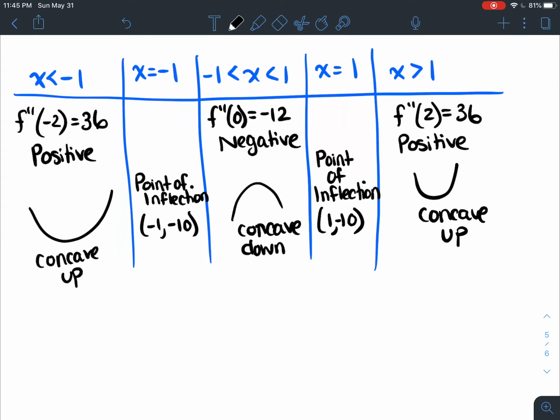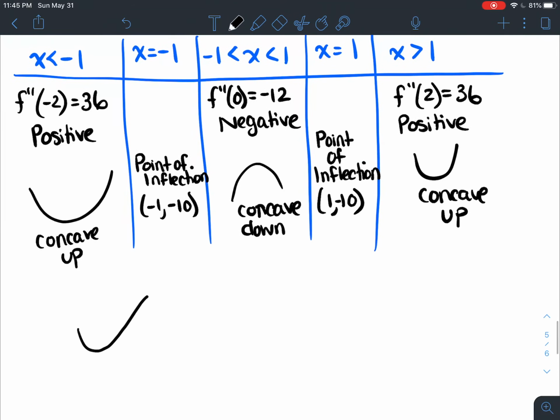Okay, so you can tell the concavity of the graph changes at negative 1, negative 10, and 1, negative 10. So these are the points of inflection. Because remember, points of inflection occur when the graph goes from concave up to concave down, or concave down to concave up. So that's what happens. So our graph's going like this, and then like this, and then like this. So you're getting a point of inflection here and here.